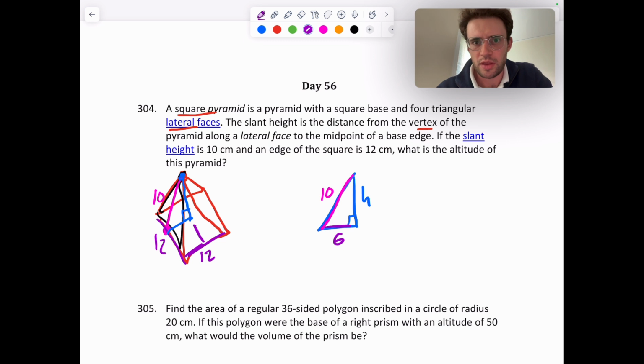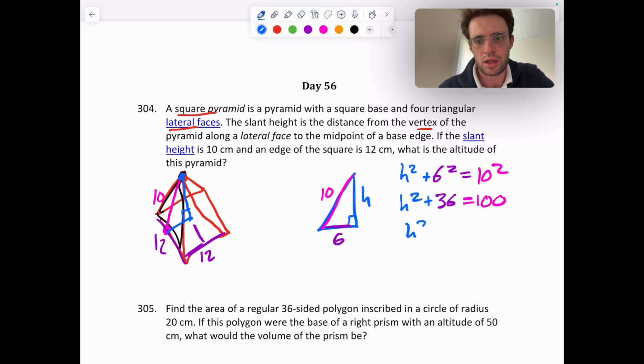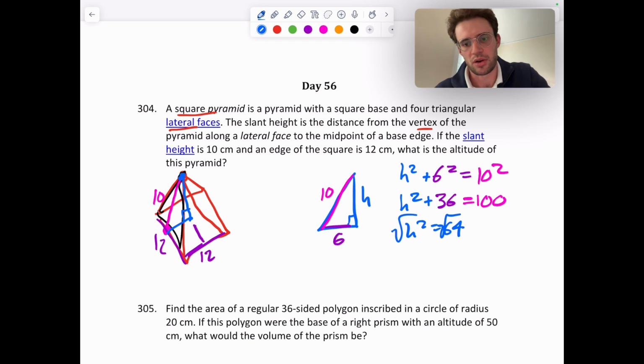You could do the Pythagorean theorem and solve for h. So we do leg squared plus leg squared: h squared plus 6 squared equals 10 squared. Just make sure you set that up correctly. 6 squared is 36, 10 squared is 100. We subtract 36 from both sides and get h squared equals 64. Then the square root of both sides. You don't have to worry about the negative solutions in geometry because you can't have a negative height, unless you're talking about going underground or something. So the height is 8, units in centimeters. So that's one way you could do it.